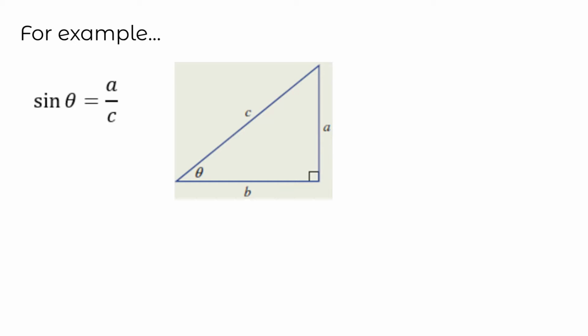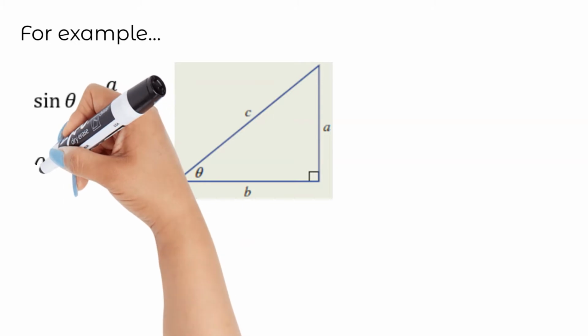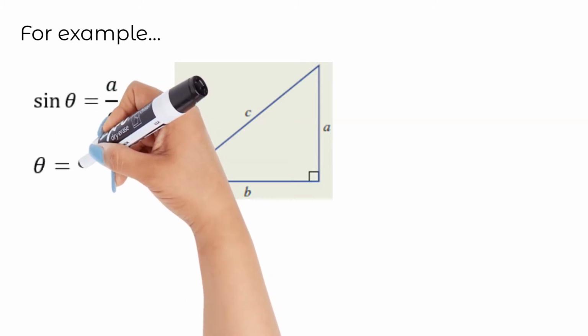What that means is we want it on its own. So we want to get rid of the sine in front of theta. Like any equation, we're going to use inverse operation. In this case, we use inverse sine, which means just sine to the power of -1.